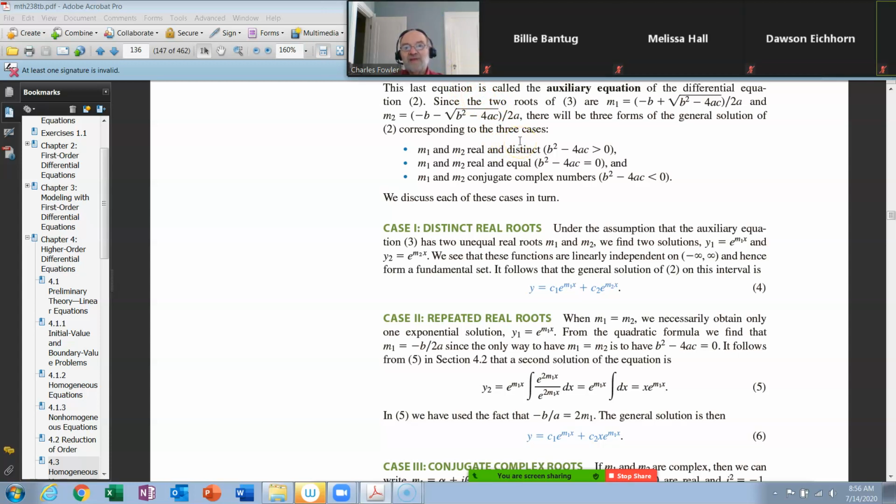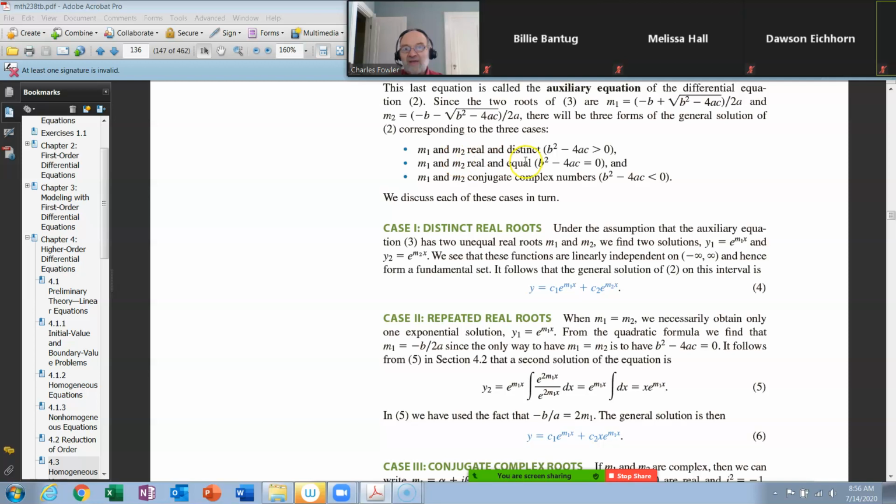The first of these is that m1 and m2 are both real and distinct roots. m1 could be 7, m2 could be minus 3. Any two real numbers. Well, that meant you could have factored that quadratic. You didn't have to use the quadratic formula. You could have factored it and come up with m1 equals something, m2 equals something. So there's your first case. Hang on to that one.